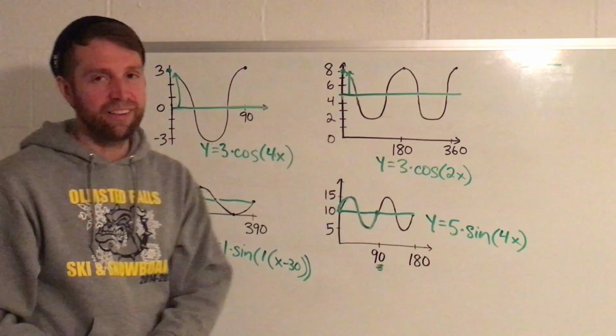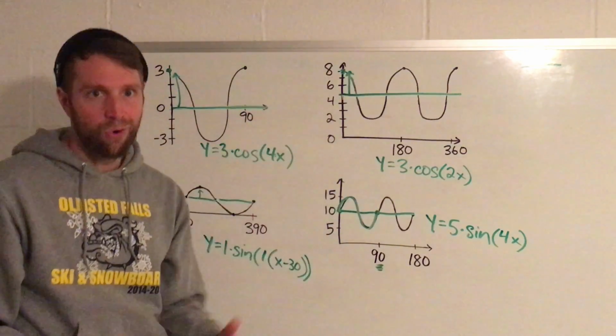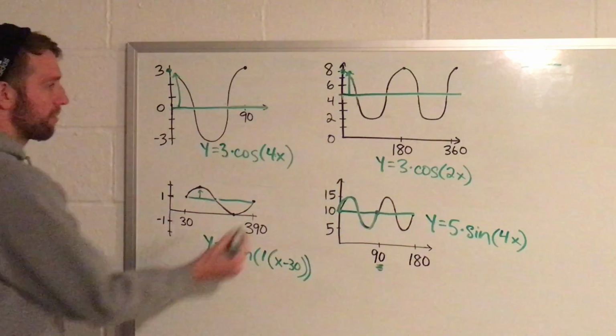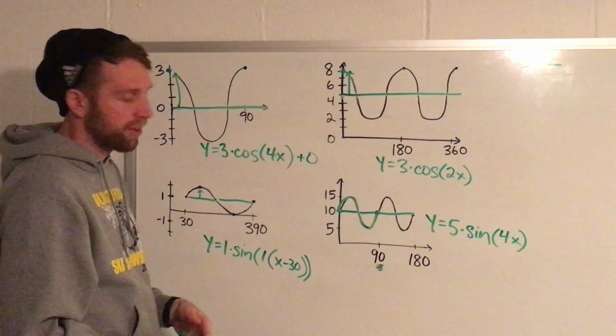The last part of all these is easy. It's the midline. What's the vertical shift? How much did it go up or did it go down? Let's take a look at all these. This one is at 0. I can put plus 0. Do I have to put it? No. Anything plus 0 is still itself.